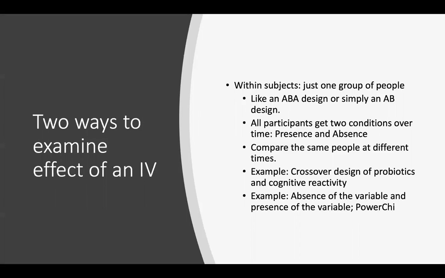So within subjects, just one group of people, everyone in the group gets all of the levels of the independent variable. Usually it's like presence and absence. It's a little harder to do within subjects and have more than presence and absence, or more than 2 levels of a variable. That's advanced, beyond the scope. All right. So you're comparing the same people at different times. You're comparing a person after level 1 of the independent variable, and then again after level 2 of the independent variable. So for example, I think I brought this up before.